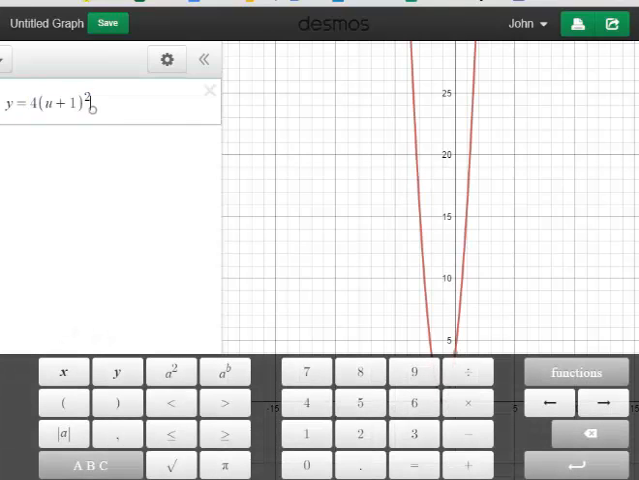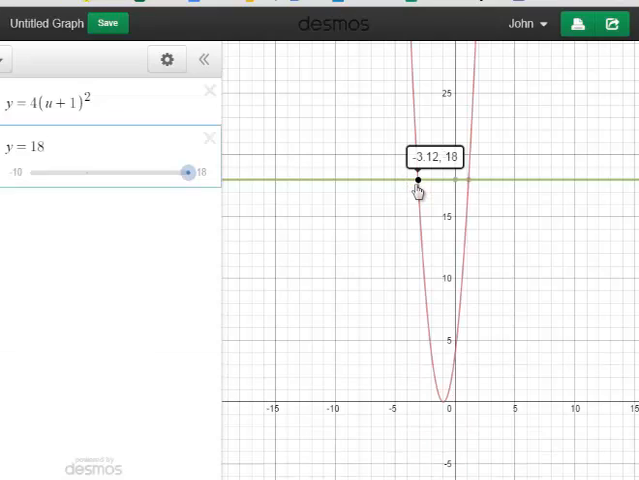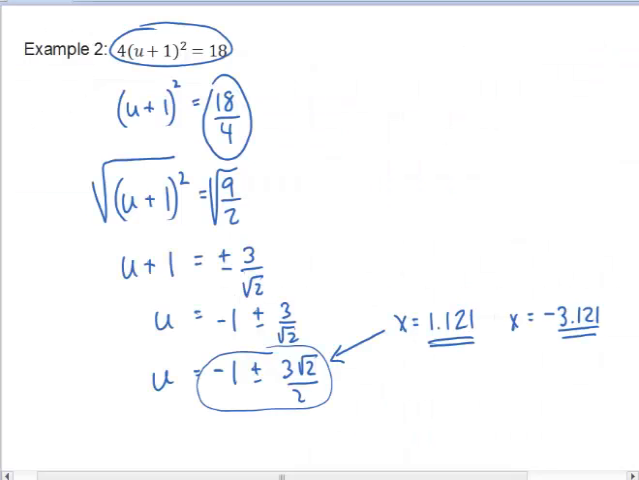The first thing I have is the original statement on the left, 4 times the quantity u plus 1 squared, and I'm going to put in on the next line y equals 18 to see where they cross. So I just probe right over the top. I got negative 3.12. If I zoom in, I can see I get more accurate, negative 3.121, and I have 1.121. So that matches up with what my extracting root solution was from doing it by hand.